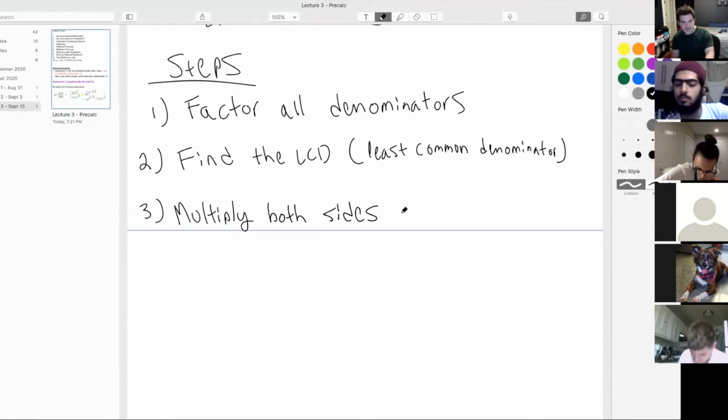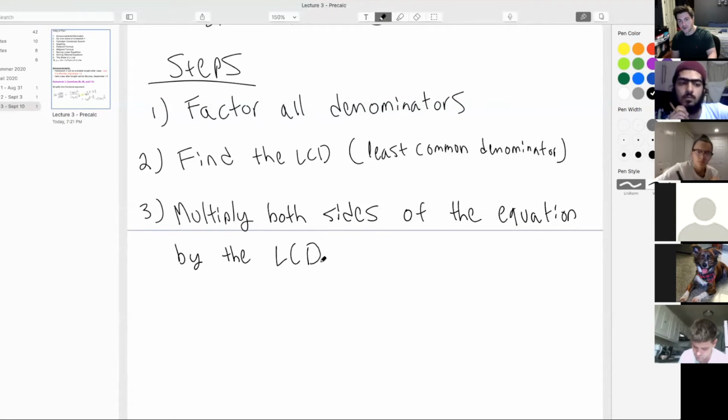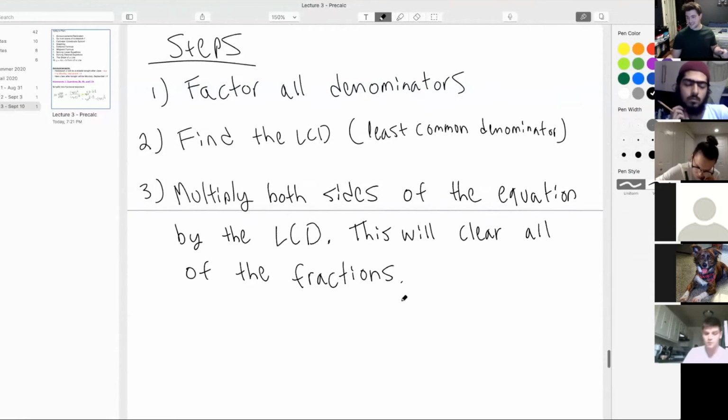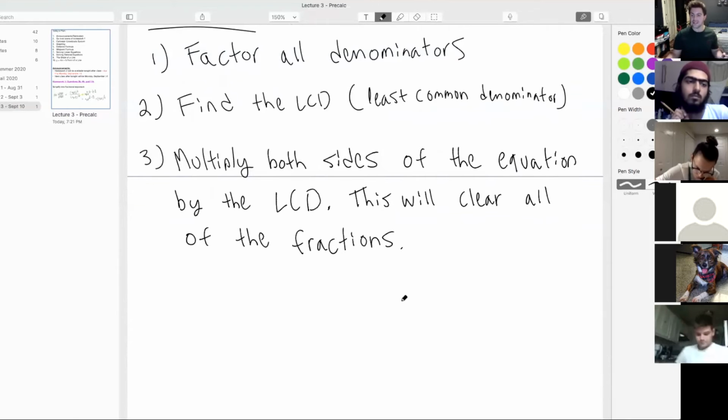So multiply both sides of the equation by the LCD, okay? And why do we do this? Well, just quickly said, this will clear all of the fractions. Okay? So when you multiply both sides by the LCD, you essentially get rid of all the fractions, and then we're left with a linear equation to solve.